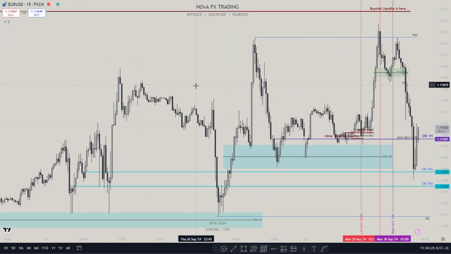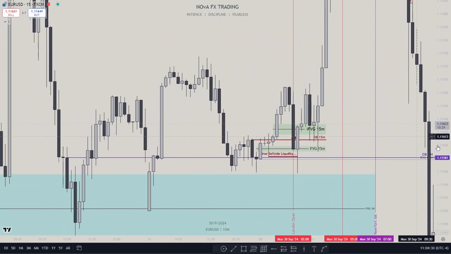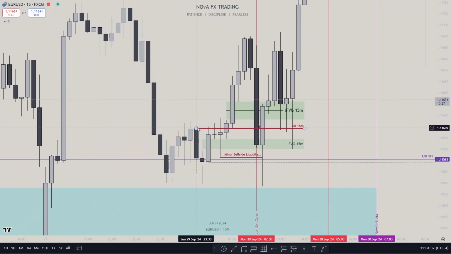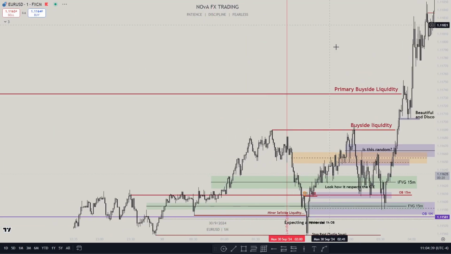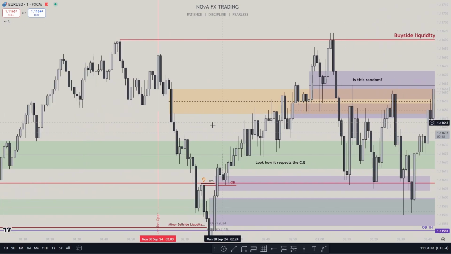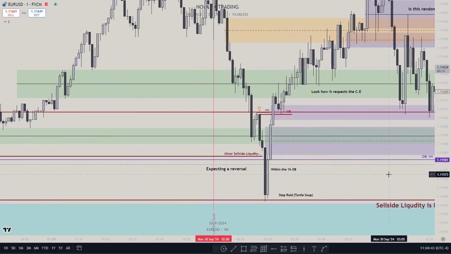I'll just quickly go and show you that order block. Do you remember this order block here, the opening price of it? That's our 15 minutes order block. So we went down to that order block, and now we can expect some kind of reversals.